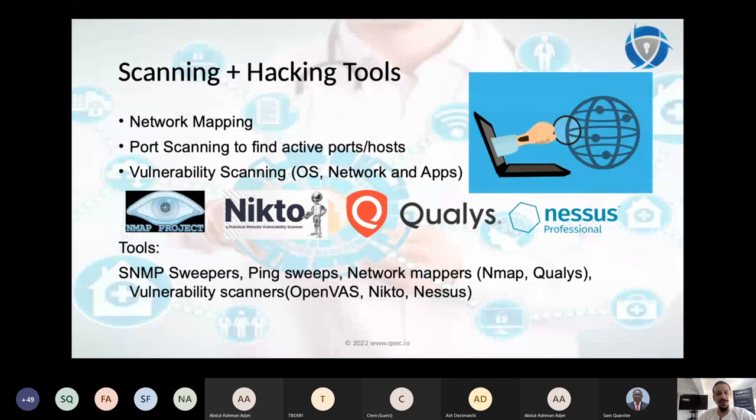Nikto is another open source tool, which is used for finding vulnerabilities within websites. Again, it runs on a command prompt. You also have proprietary tools like Qualys and Nessus, which you have to pay a license for. Sometimes they offer a trial period as well. They're quite powerful, and they also allow organizations to run vulnerability scanners.